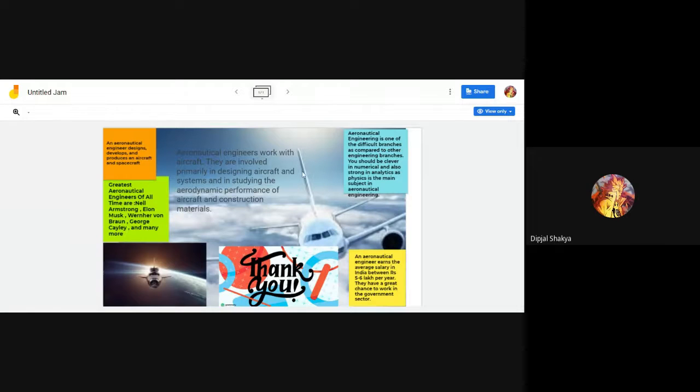Aeronautical engineering is one of the difficult branches as compared to other engineering branches. You should be clear in numericals and also strong in analytics, as physics is the main subject in aeronautical engineering. An aeronautical engineer earns an average salary in India between rupees 5 to 6 lakhs per year. They have a great chance to work in the government sector, ISRO.